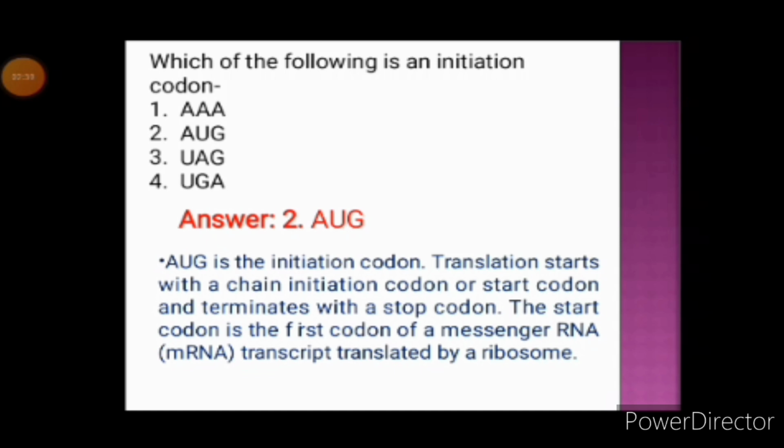AUG is the initiation codon. Translation starts with a start codon and terminates with a stop codon. The start codon is the first codon of the messenger RNA, that is mRNA transcript, that is translated by a ribosome.